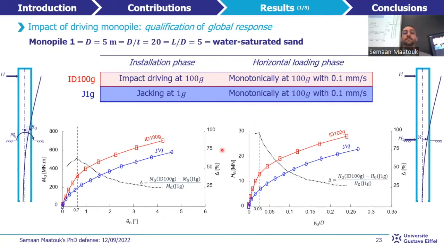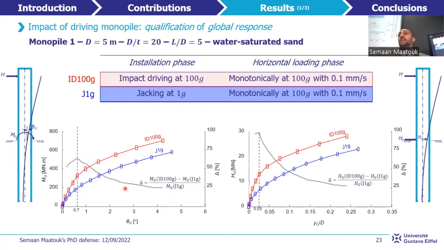Also, on these figures is plotted the improvement delta brought by the impact driving installation, which represents the difference of the resistance between both tests, normalized by the lateral resistance of the G1G test. It shows two different phases separated by dashed lines. During the first phase of loading, this improvement delta is much more pronounced. Then it tends to decrease progressively until stabilization for high loading amplitudes.